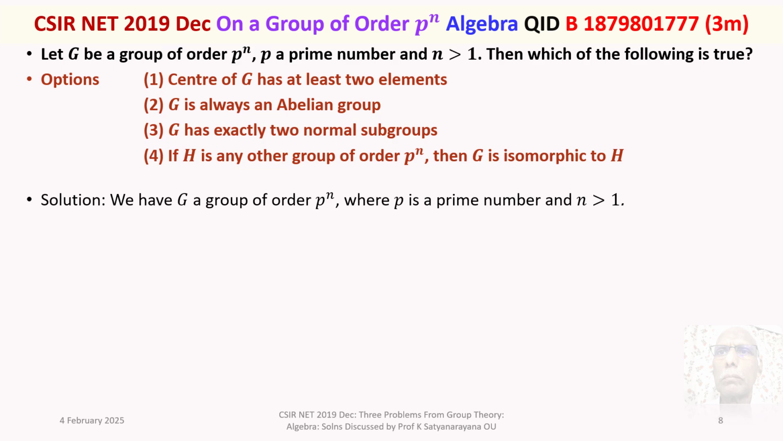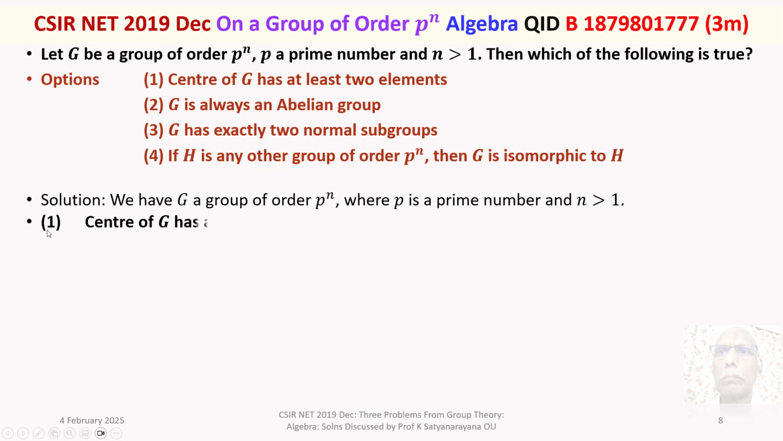The center Z(G) is not trivial. That means the order of Z(G) is greater than 1. It's a very well known result. That means the order of Z(G) is at least 2, that is, the center of G has at least 2 elements. So that is a well known result. Therefore, I will tick 1. So the question is over.